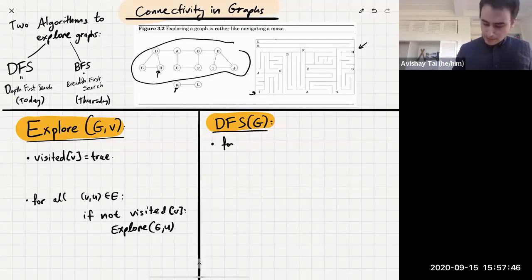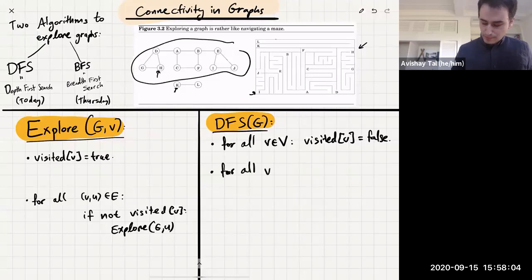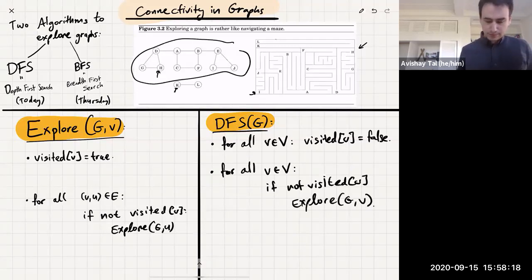So DFS, I'm first initializing my array of visited flags. So all the visited flags are marked as false. And then I iterate over all possible vertices. If they were not visited, then I explore them. Right? So what does this algorithm do? Right. And for this algorithm, we talked a little bit about representation. Let's just think of the representation as adjacency list.